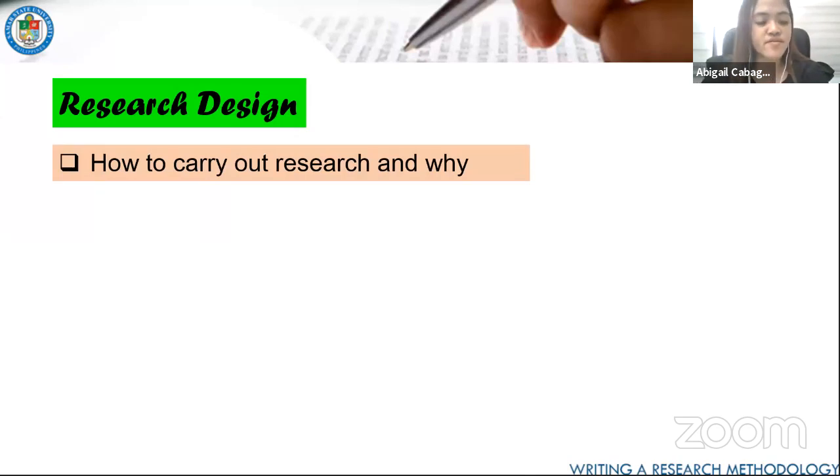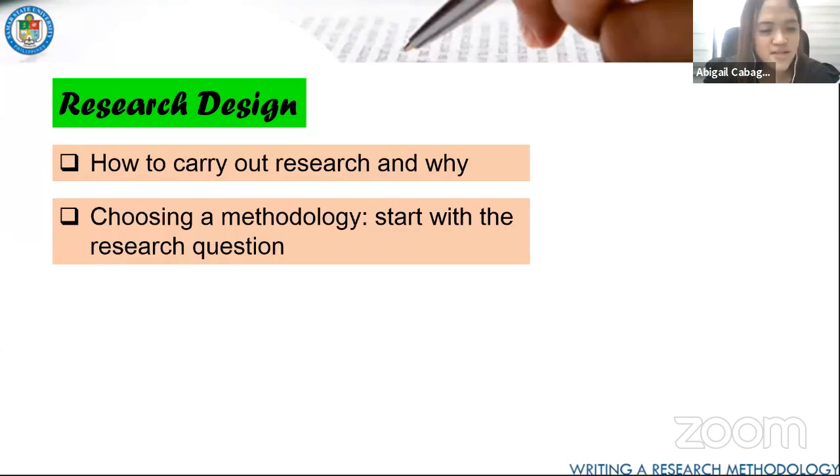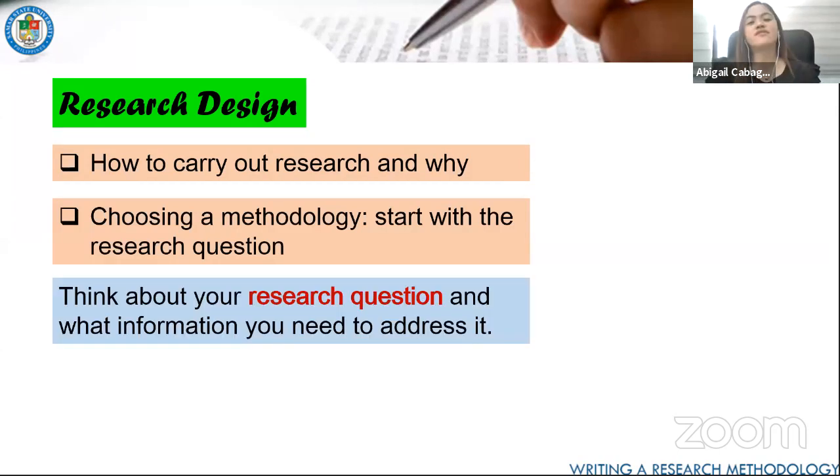Okay, so research design. The research design is the choice of your research design: how you are going to carry out your research and the reasons for that choice. Okay, let's start with your research question. Now, think about your research questions and what information you need to address them. I suppose you have your papers there. Try to look at your research aim. And I guess you already have made your introduction.